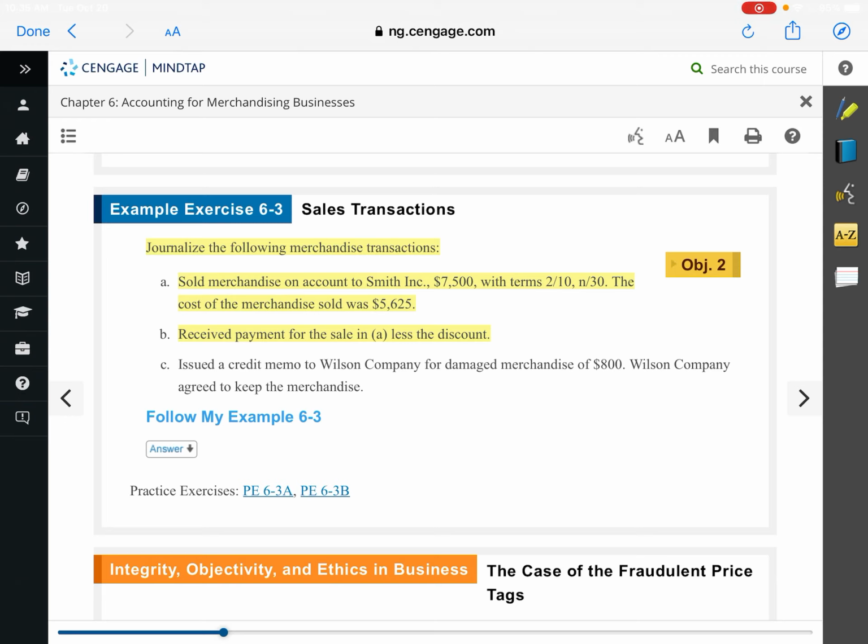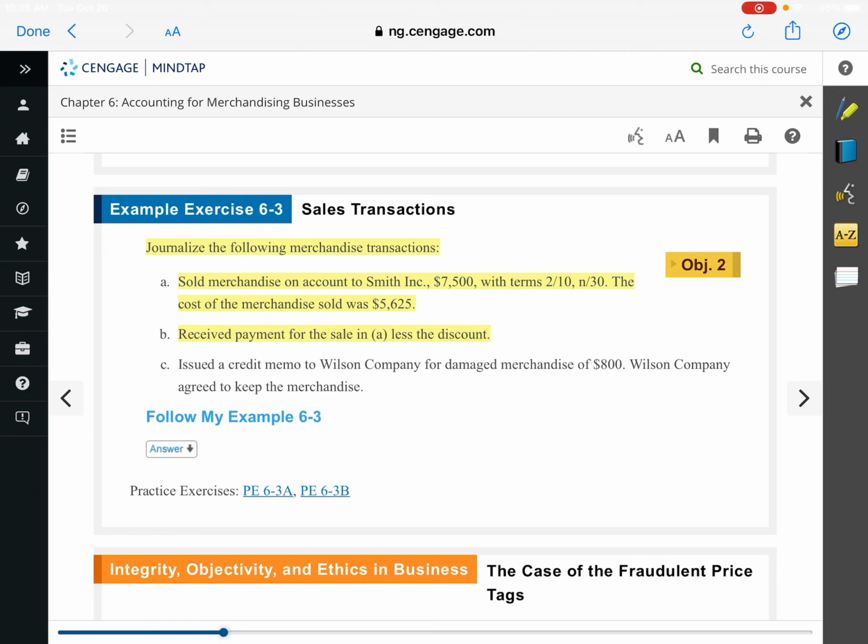Okay? So, before we ever do anything, we can go ahead and start our journal entries and have everything set up before we ever need to input a dollar value. So we know that this is a sale that's on account. So we are going to debit accounts receivable, and we're going to credit sales for the first journal entry.